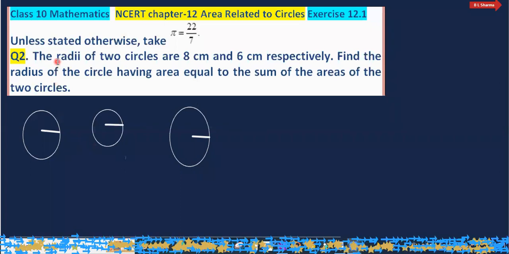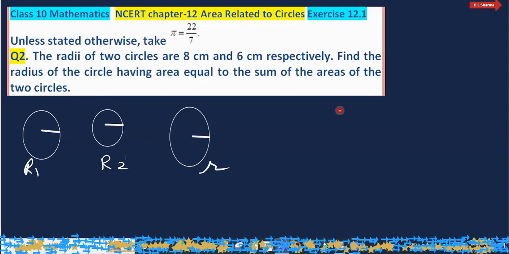Question number 2. The radii of two circles are 8 centimeter and 6 centimeter respectively. Find the radius of the circle having area equal to the sum of the areas of the two circles. Let the radius of this circle be r1, this circle r2, and the radius of the resulting circle is r.